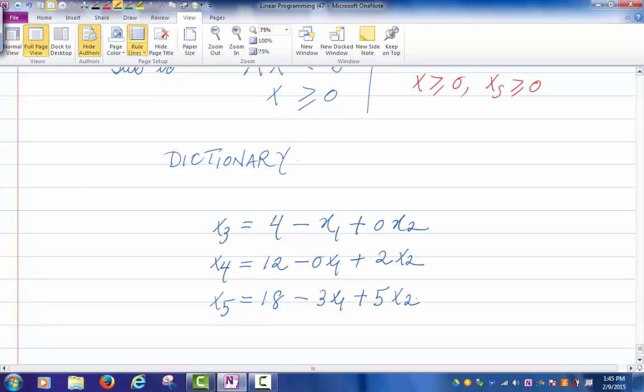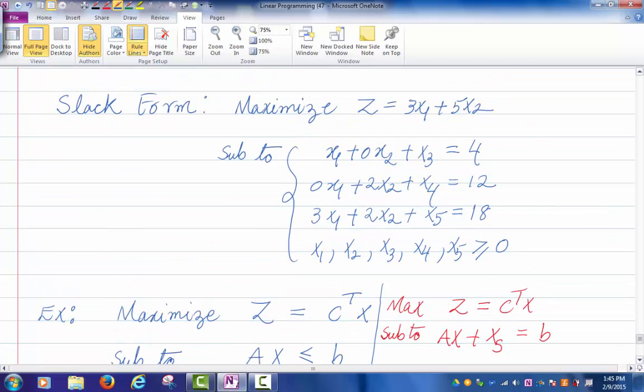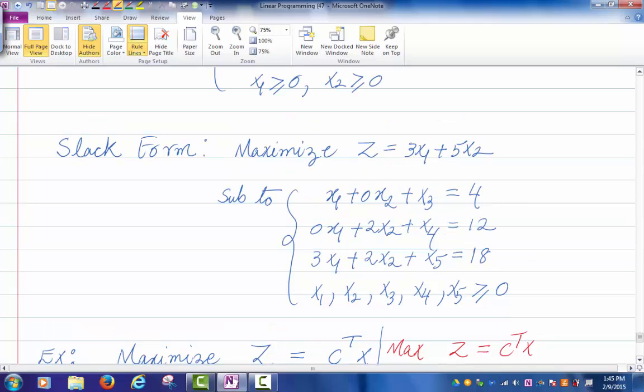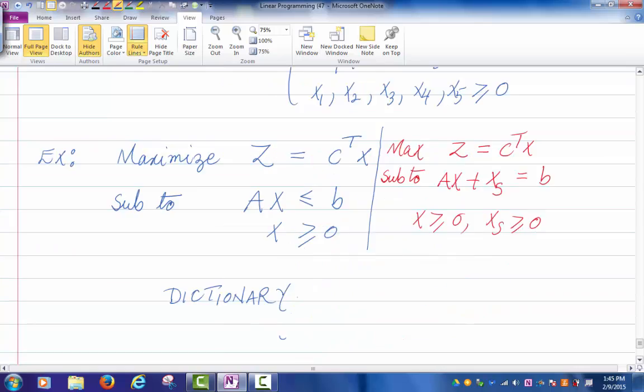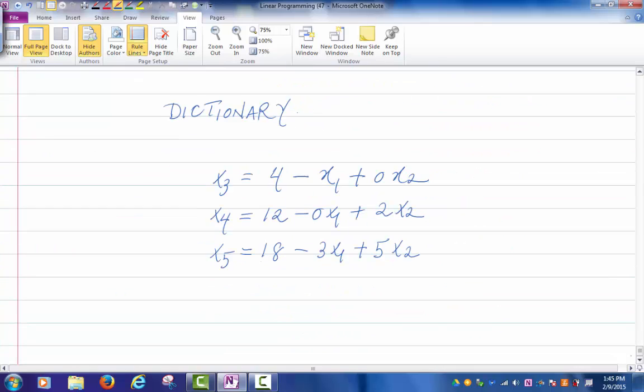Okay, so what did I do? Remember the slack variables, we wrote down the slack form. Once I had the slack form, from the first one I solved for x3, the second one I solved for x4, the third one I solved for x5, right? So if I do that, I am going to end up with this, okay?